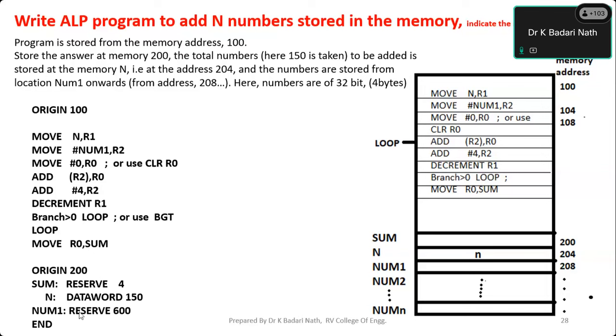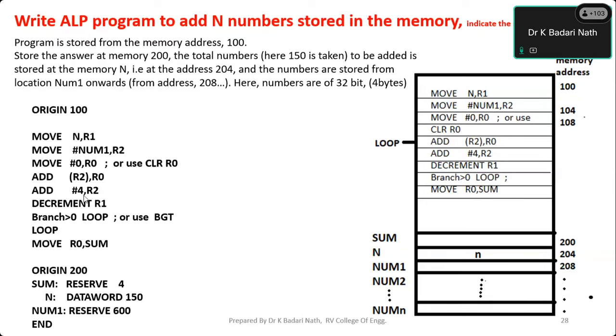Now again, I require space to keep the answer. Let's say 150 numbers are there. 150 numbers, 4 bytes for one number, it's 600. That's why we are allocating 600 spaces. End is what? Logical end of the program.